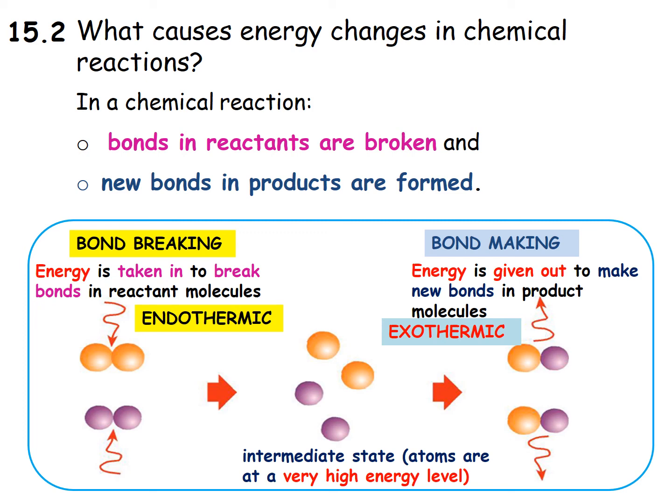The reactant molecules break into atoms, and these atoms have so much energy that they cannot come together to form new bonds in the products unless they give up some of the energy gained. Then they slow down and move closer together to form new bonds. This means that bond making to form products is always exothermic.